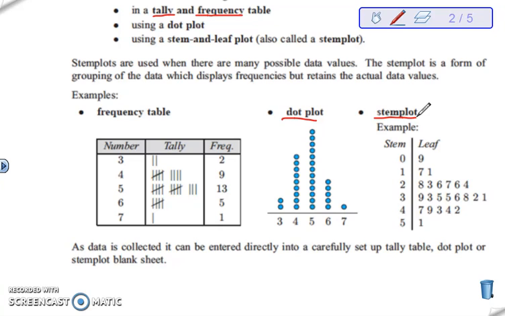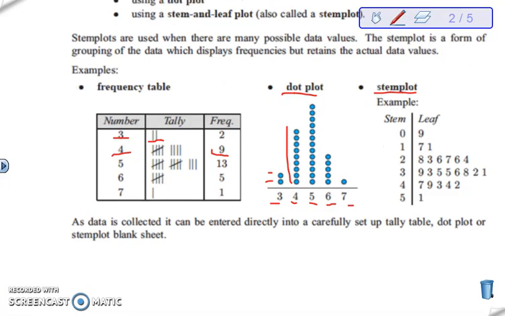So in a dot plot, we're literally just going to write the number that we counted and then put the number of times that one showed up. So if you look at the tally table to the left, it says we counted the number 3 2 times. So next to 3, I put 2 dots. Right? I counted the number 4 9 times, and I put 9 dots.